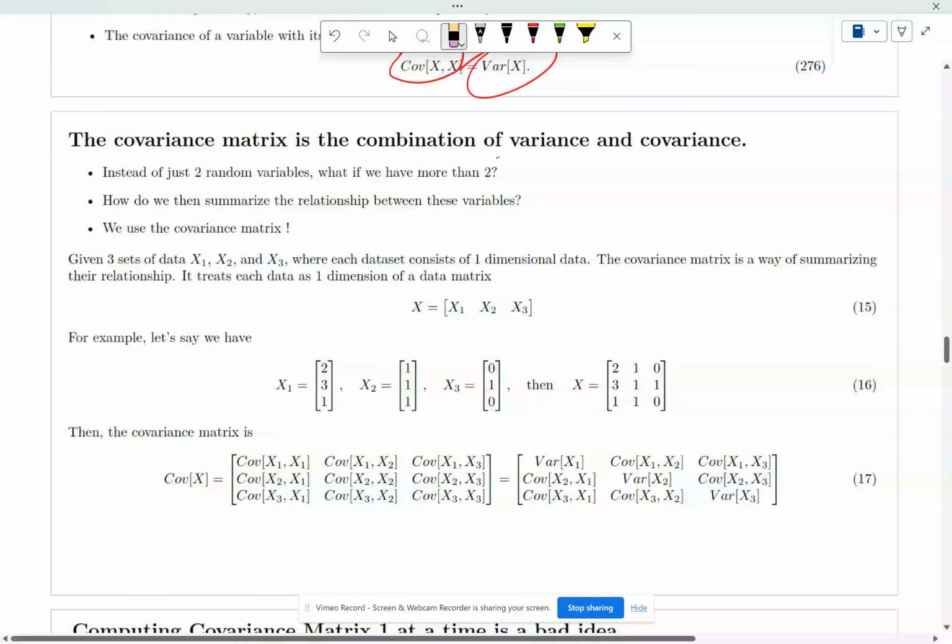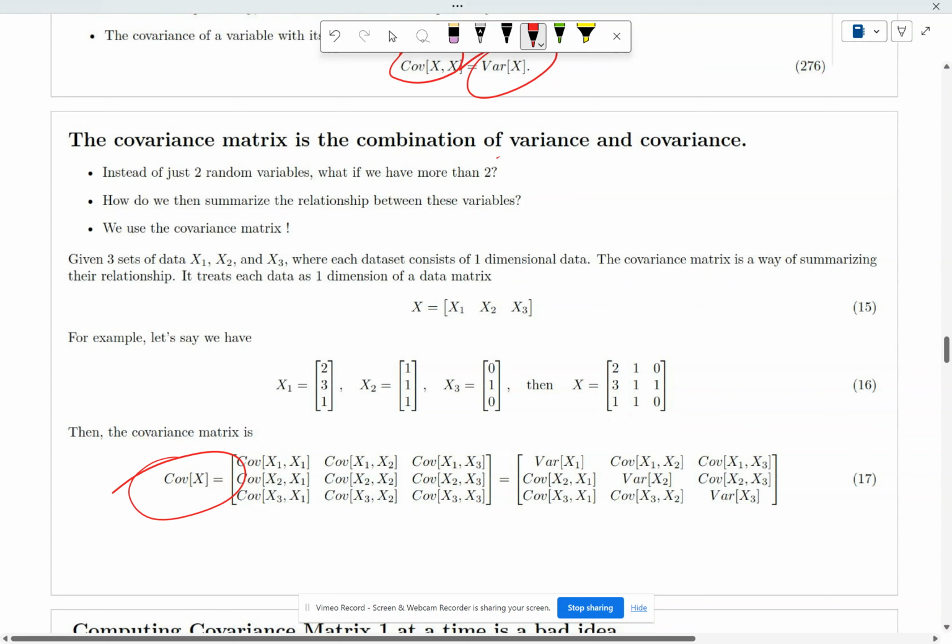So in this particular case, we'll use the example where there are three, more than two. And three data sets. And each one of them is one dimension, so we can view each one of them as a data set. The covariance matrix is a way of summarizing the relationship. Okay, so how does it summarize? Well, let's say this is data 1, data 2, data 3, and each one of them is a column.